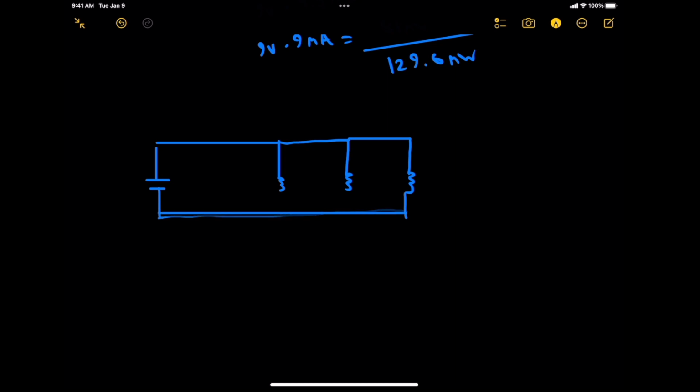What we do know is the current going through the circuit, I in and I out. It's going to be 2 amps. R1 is 1k ohms. R2 is 2.5k ohms. R3 is 5k ohms.